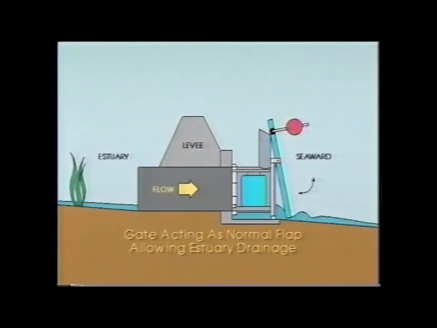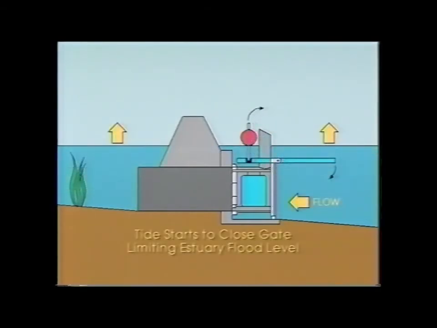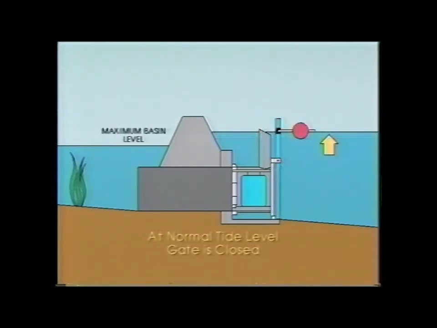The SRT in storm sequence. Under normal tide conditions, the SRT acts as a conventional flap gate, allowing estuary drainage. As the rising tide floats the gate leaf up, it allows the incoming tide to flood the estuary basin. At the user preset level, the tide begins to close the gate leaf, thus limiting the estuary flood level to a predetermined height. At normal high tide, the gate is fully closed, excluding any further tidal flooding.